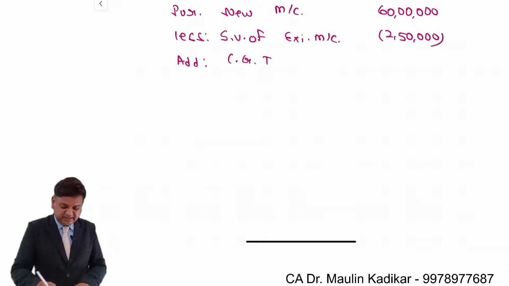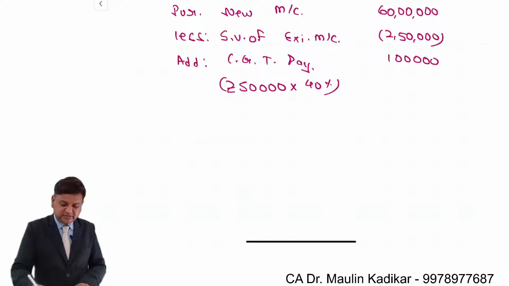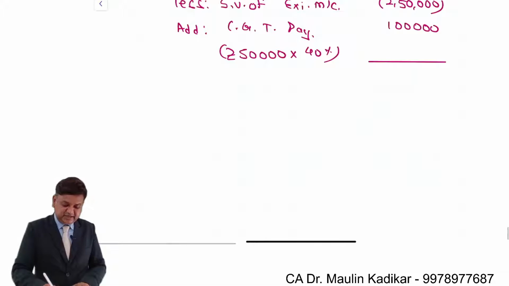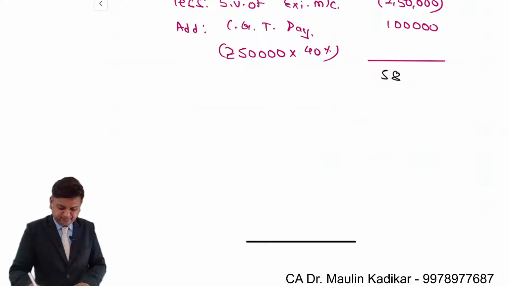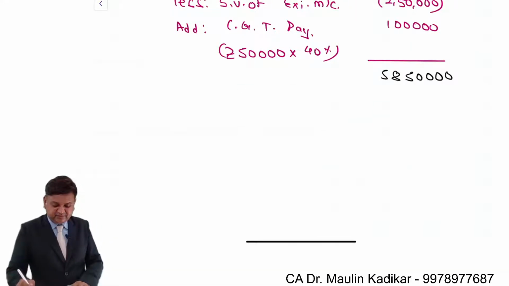So add capital gain tax payment that you have to make, 2,50,000 into 40%. So you have to pay tax of 1,00,000. So what is the amount of the investment? The amount of the investment is 58,50,000. This is the way the step number 1 will be calculated.